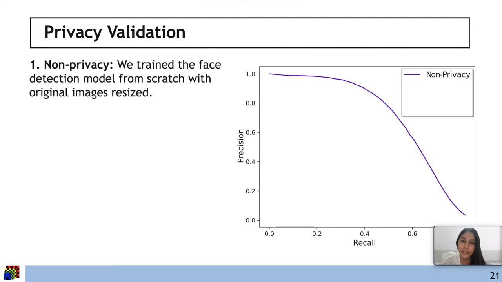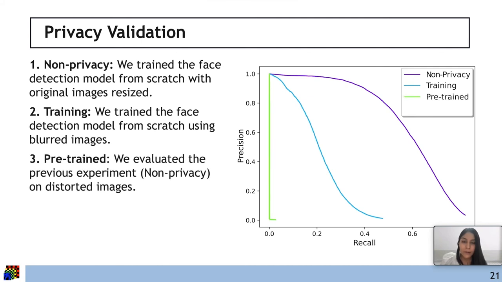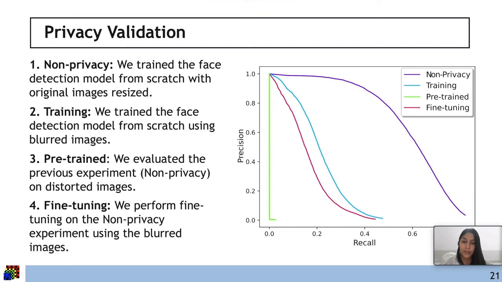The first is to train the face detection model from scratch using the original images resized. The second is to train the face detection model from scratch using blurred images. Third, evaluate the face detector trained in the non-privacy experiment on distorted images acquired using our optimized lens. And last, load the learned weights from the model trained in the non-privacy experiment and then perform fine-tuning using the blurred images. Fine-tuning is a way of applying transfer learning.